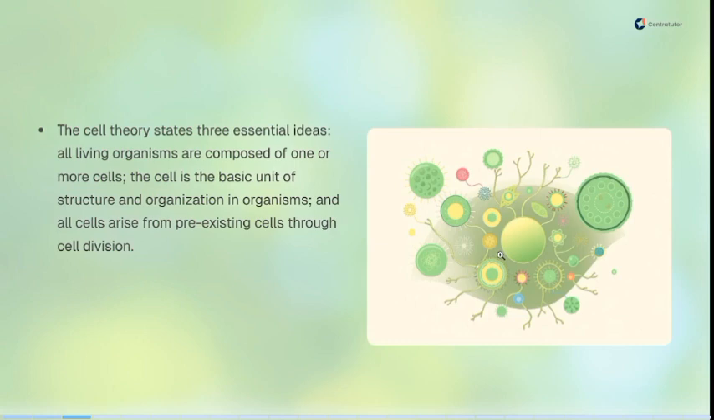The third idea states that all cells arise from pre-existing cells through cell division. This proposes that cells don't just happen to form by themselves. Before any cell exists, it has to have originated from a previously existing cell, and the method by which they are generated is called cell division. This method is responsible for the generation of new cells.